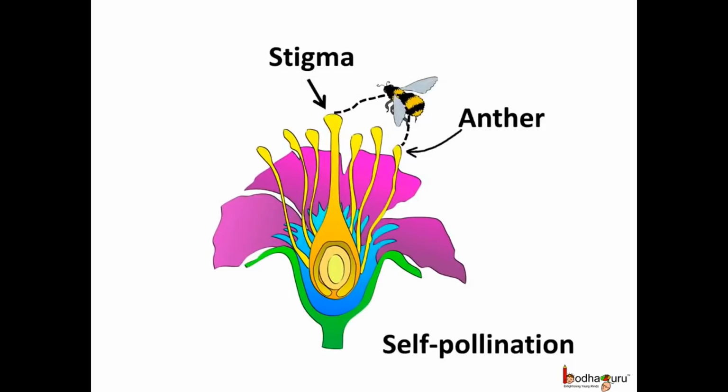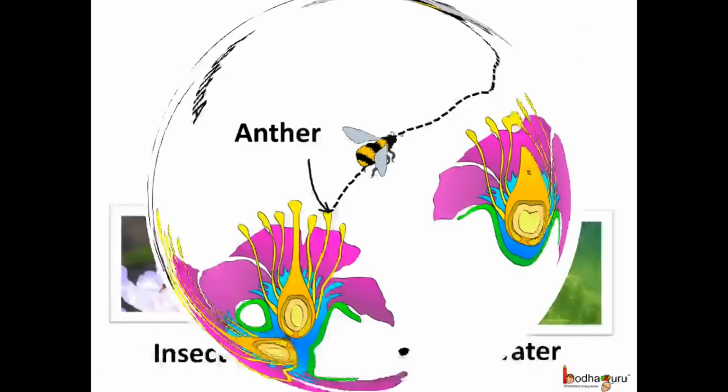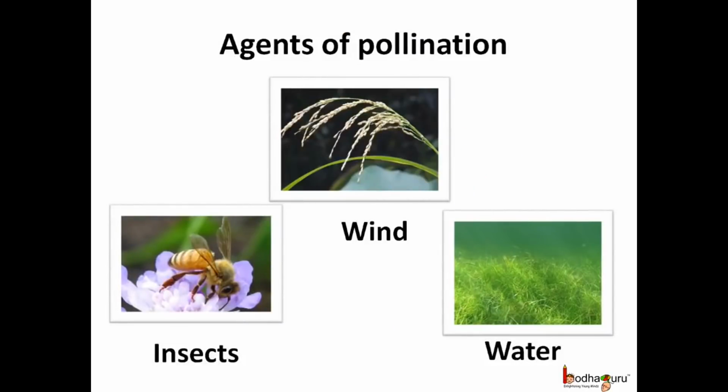You know, if the pollen grains are transferred to the stigma of the same flower, it is called self-pollination. And when the pollens are transferred from the anther of one flower to the stigma of another flower of the same kind, it is called cross-pollination. As we saw, the pollination happens due to external agents such as a bee, which is an insect. Other than insects, wind and water also help in the pollination. Hence, all of these are called the agents of pollination.